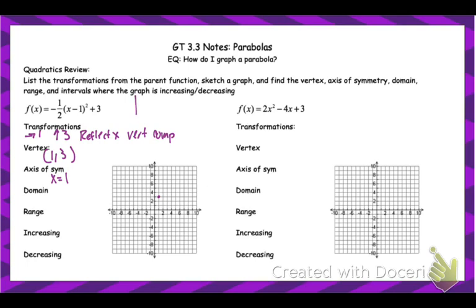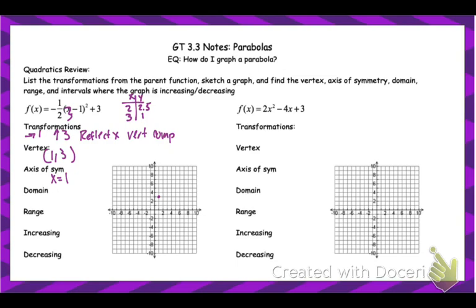and that will work. So if you want, you can plug in different x values, like if I plug in 2, so 2 minus 1 squared times negative 1/2 plus 3, and that would be at 2.5. I could plug in 3. 3 minus 1 squared is 2, 2 squared is 4, so negative 2 plus 3 is 1, and those would be points on my graph.